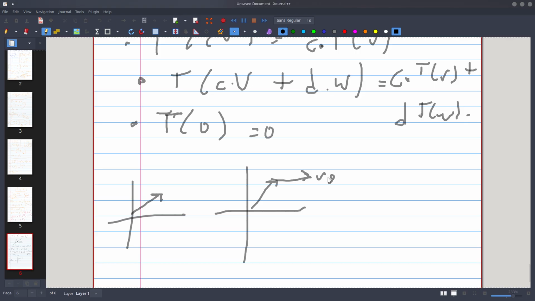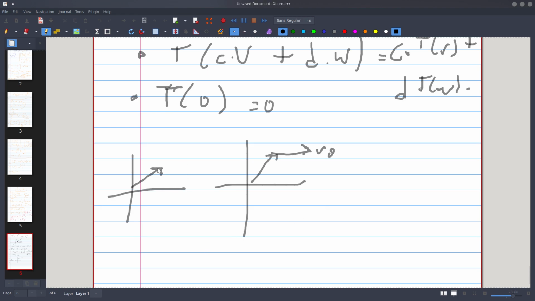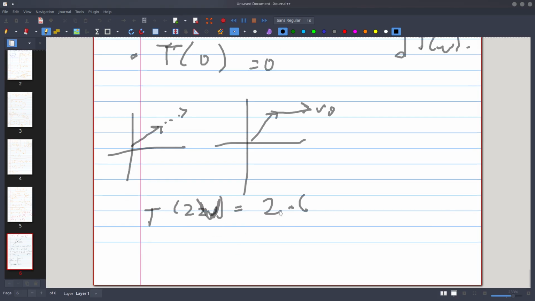But if you double this vector, so now you have T of 2v instead of 1v, remember you can pull out the scalar, like we said before, and you get 2 times T of v. It's the same transformation, just scaled up. But this is not the case here.